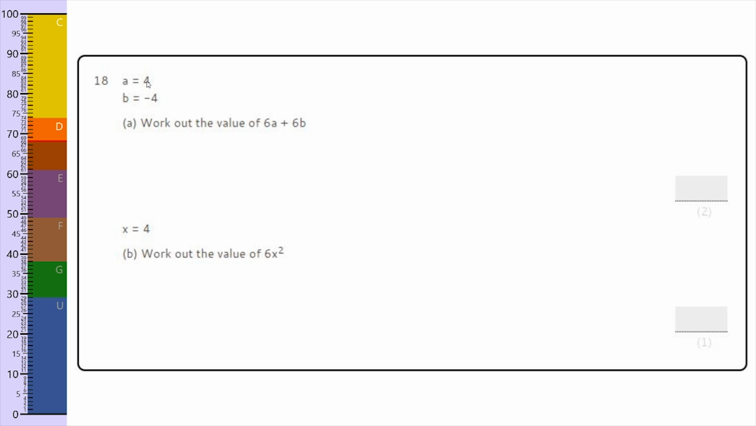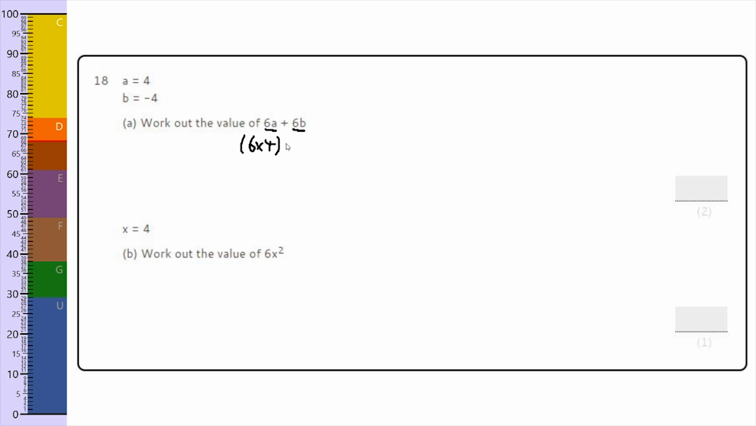So it says A is 4 and B is minus 4. And it says work out the value of 6A plus 6B. And I normally split these up. So I'm going to do the 6A first. Then I'm going to do the 6B separately. And then I'm going to try and add them together. So 6A means 6 times whatever A is, which it says it's 4.